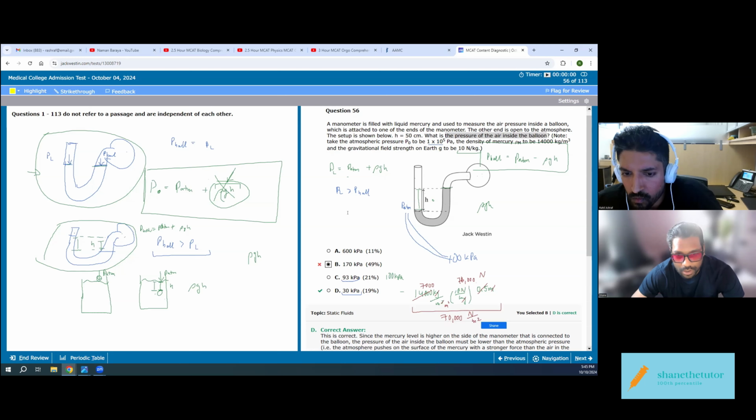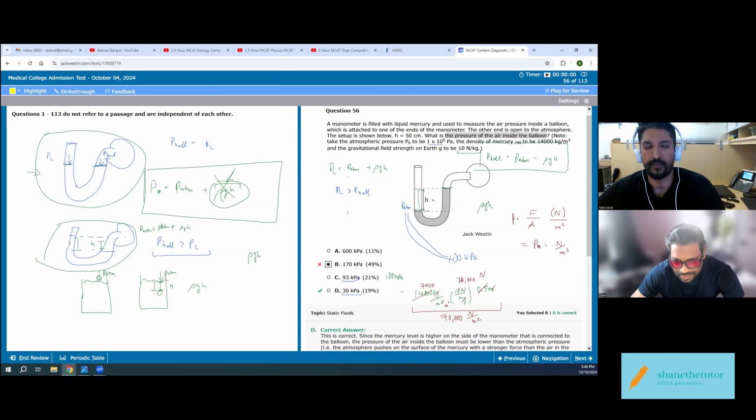Okay. Now, pressure is force over area, and force is measured in newtons, and area is measured in square meters. And so this is a Pascal. A Pascal is the same thing as newtons over square meters. Okay? So this 70,000 newtons per square meter is the same as 70,000 pascals, right?